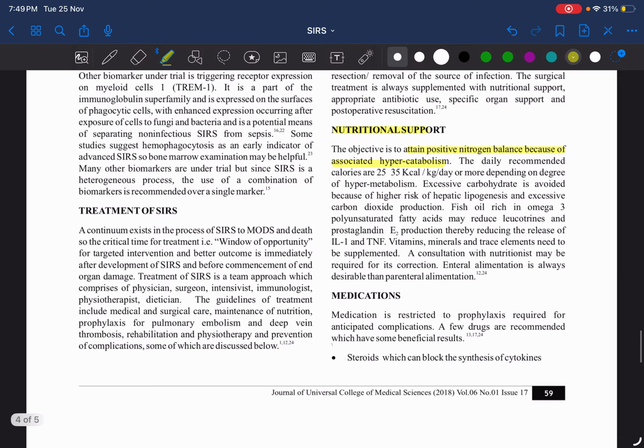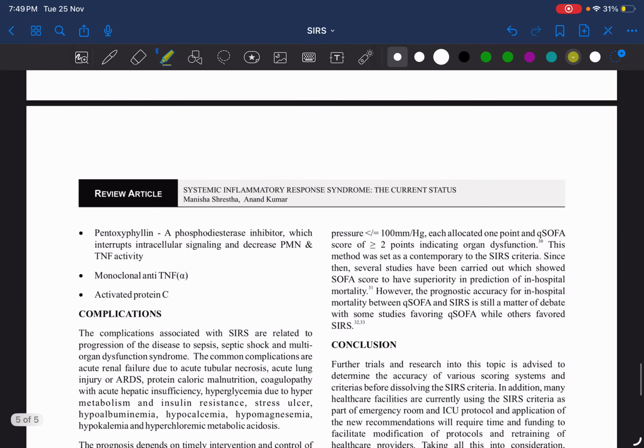And medications, steroids are the first line, which can block the synthesis of cytokines. Then pentoxifylline is used, which you would have studied. It is used in the case of peripheral vascular disease. It is a phosphodiesterase inhibitor which interrupts intracellular signaling and decreases polymorphonuclear activation and TNF activity. Then monoclonal anti-TNF alpha antibodies can be used, and activated protein C can be used.